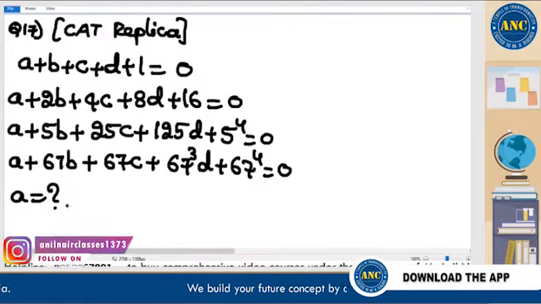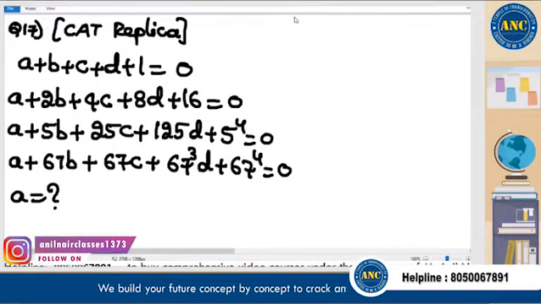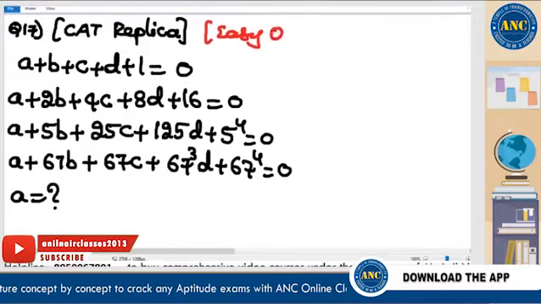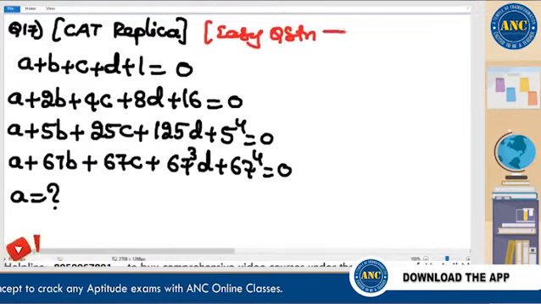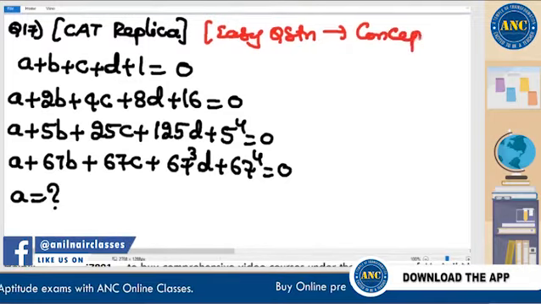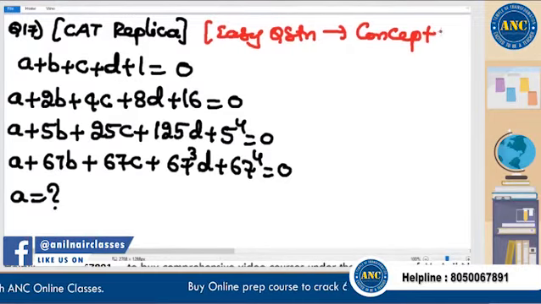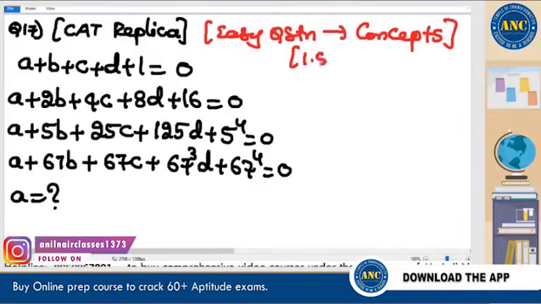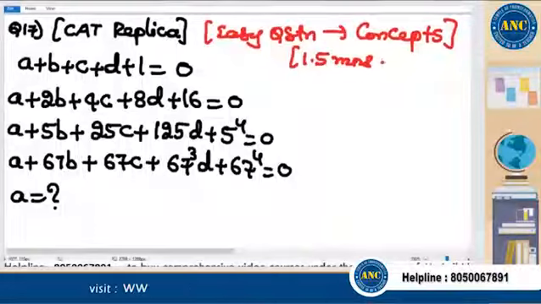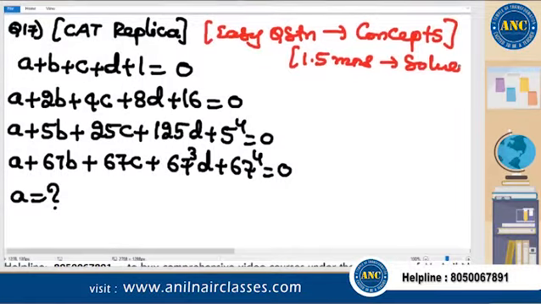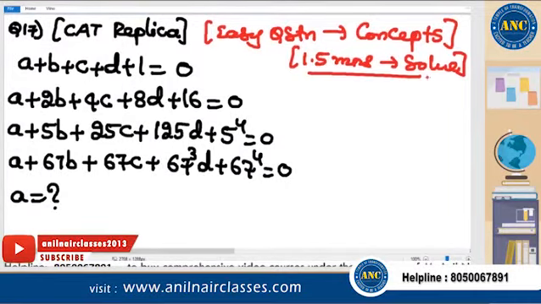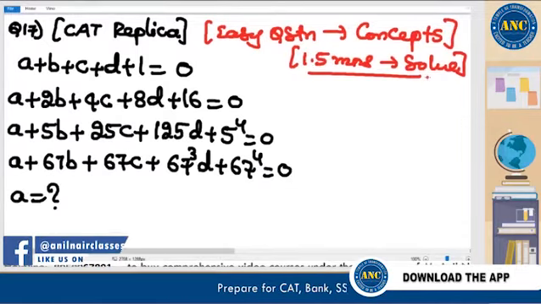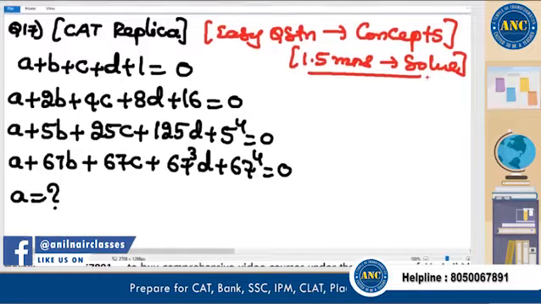I will wait for 1.5 to 2 minutes to solve. Try to solve this question. Very, very easy question. If you know the concept, it is easy; if you do not know the concept, you will think it is a difficult question. Take 1.5 minutes and tell me the answer. There are no options. I want to know who are the students who are thinking logically.